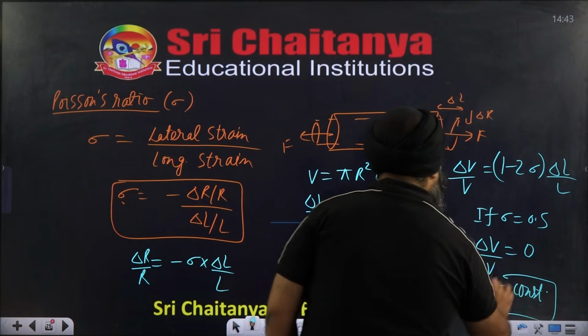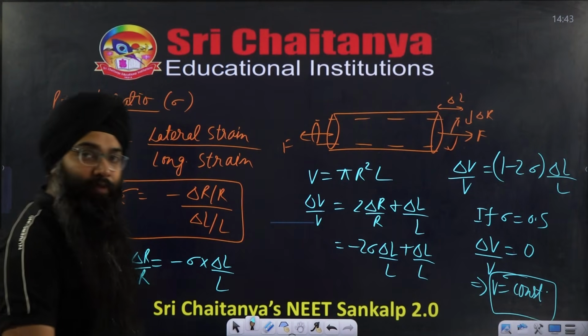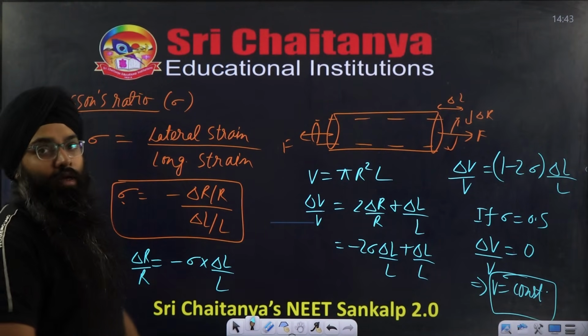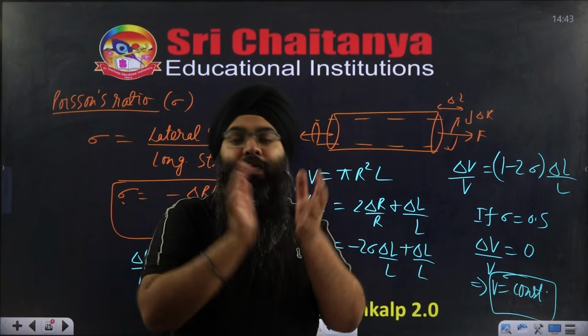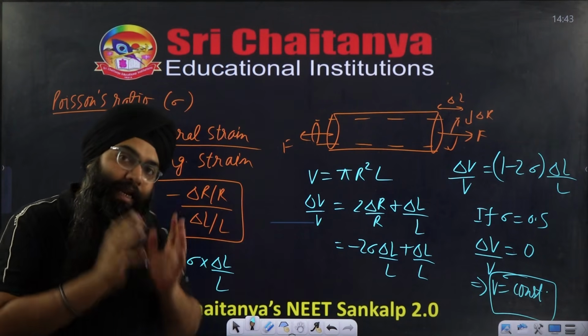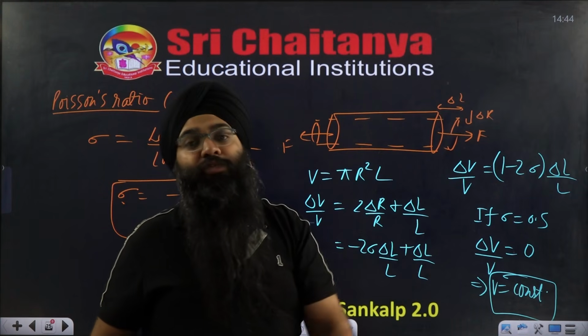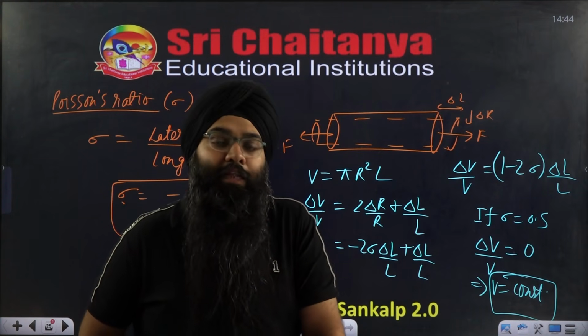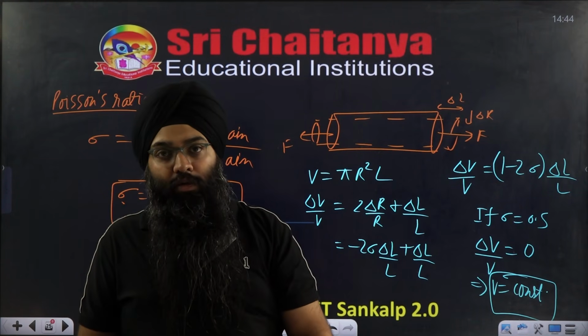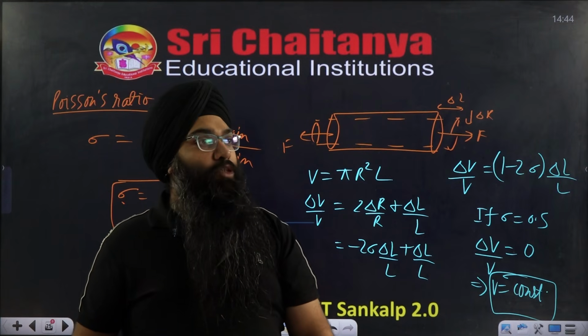So for those elastic bodies where the Poisson's ratio value is 0.5, the fractional change in volume will be 0 and the volume will remain constant. I hope these points are clear to you.